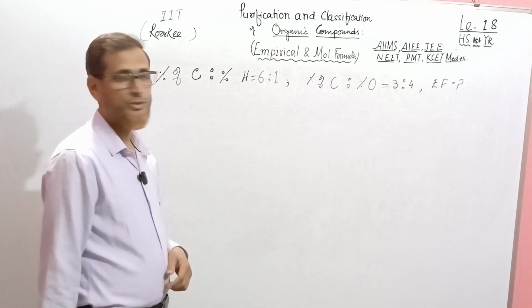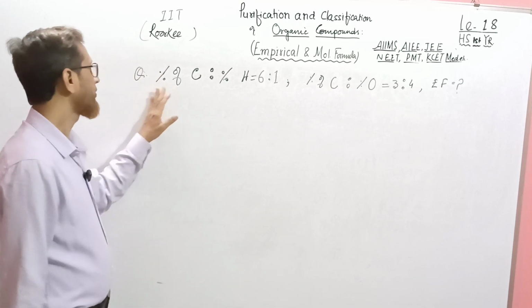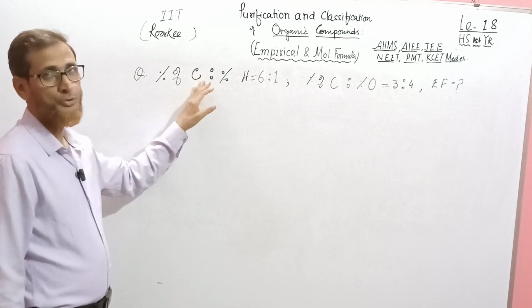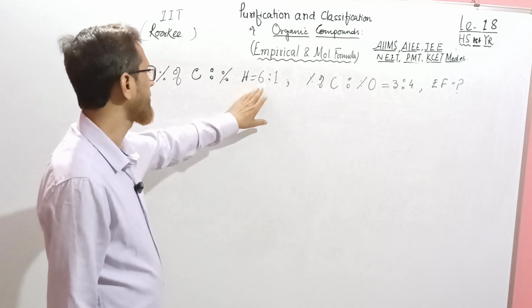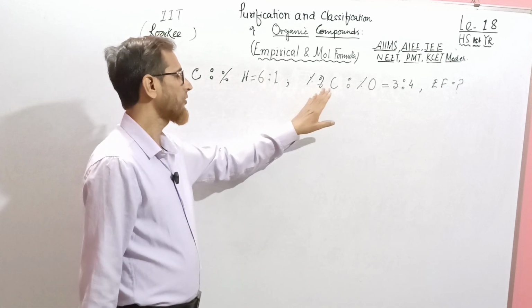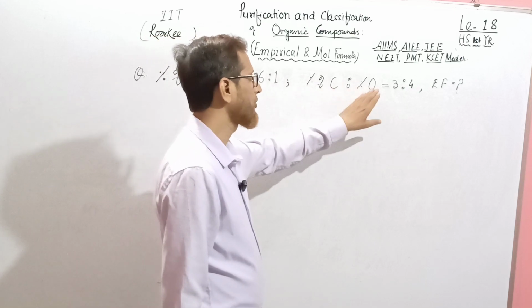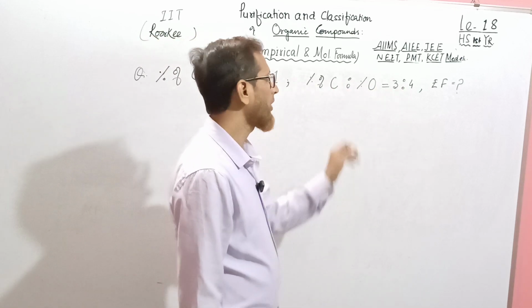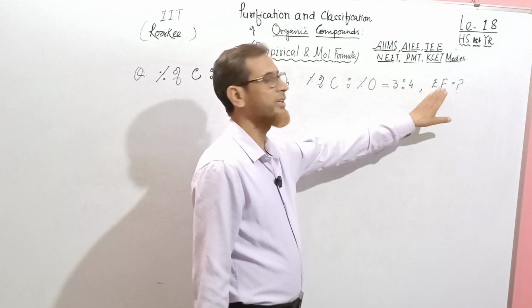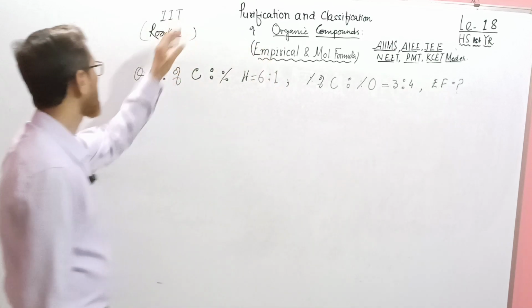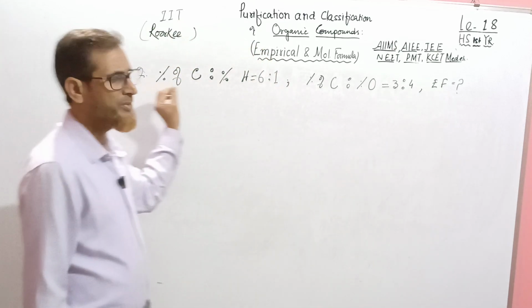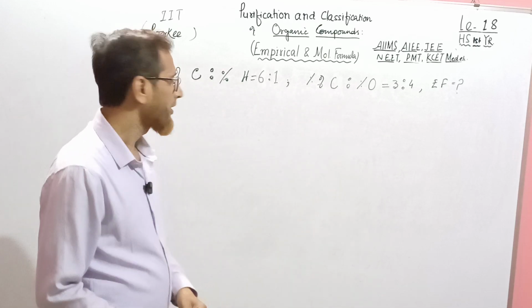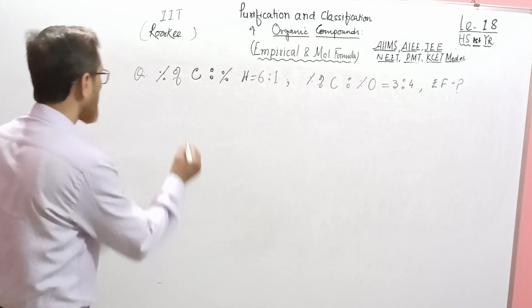Yes, the next question is: the ratio of percentage of carbon to percentage of hydrogen is 6:1, and the ratio of percentage of carbon to percentage of oxygen is 3:4. You are asked to find the empirical formula. The question was asked in IIT Roorkee. It is a bit tough, not too tough, and you just follow and see the fact.